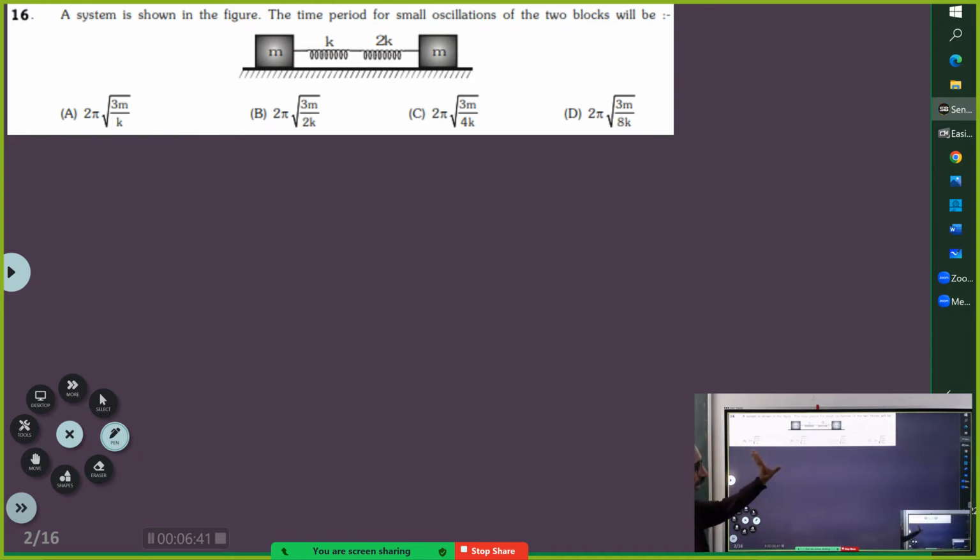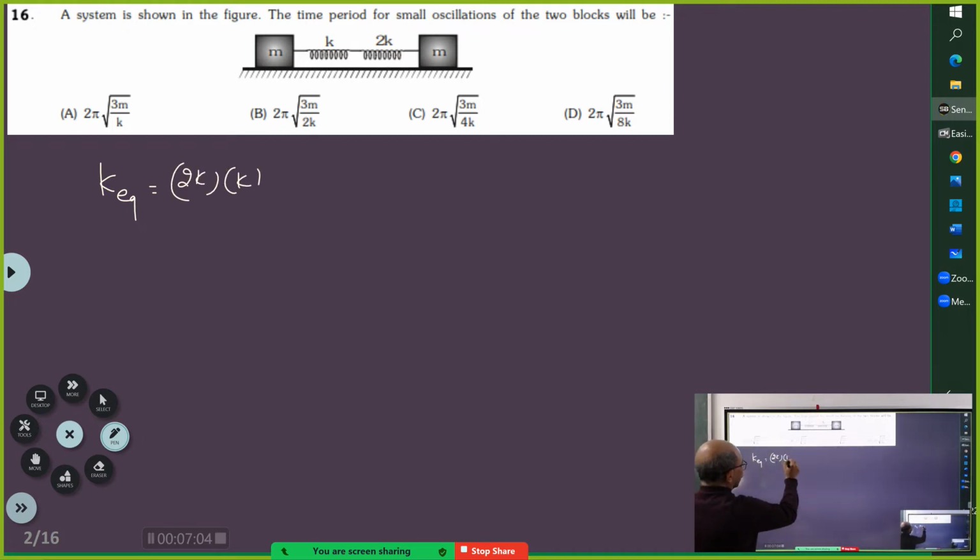Well, I think the strategy is quite simple here. The two springs are in series. So therefore, the equivalent K will be what? K equivalent will be this into this, that is 2K into K divided by 3K. Correct? So this becomes 2 by 3K. This is the K equivalent.